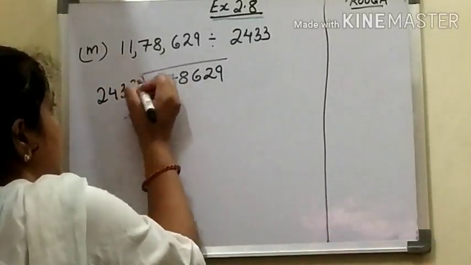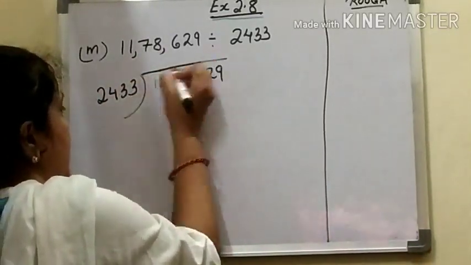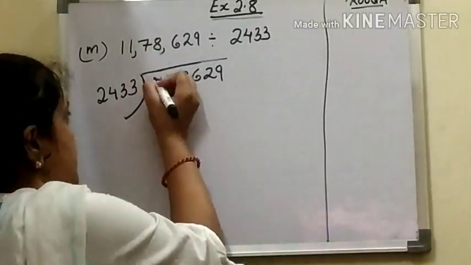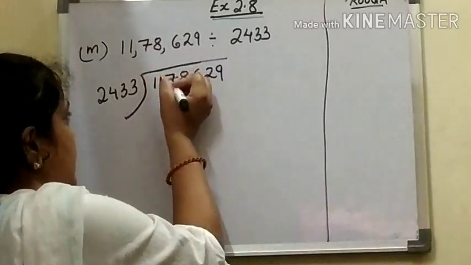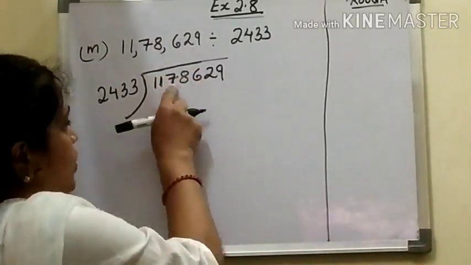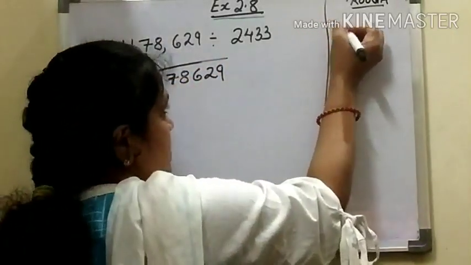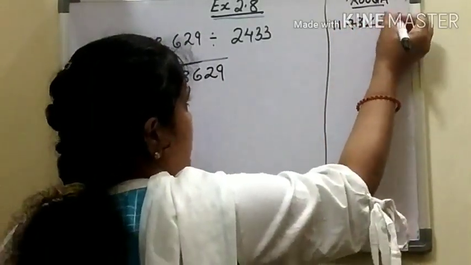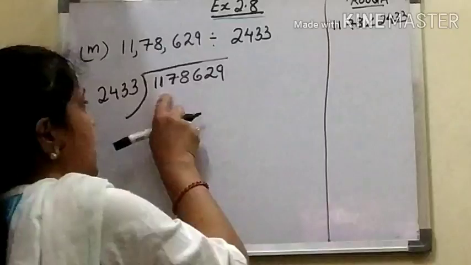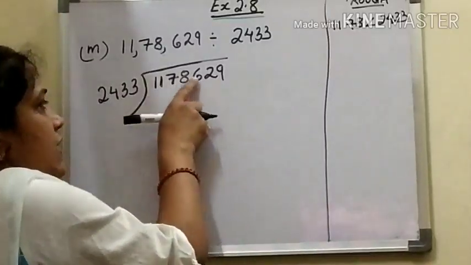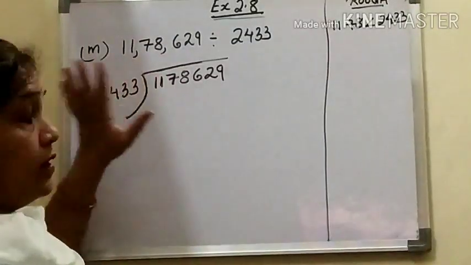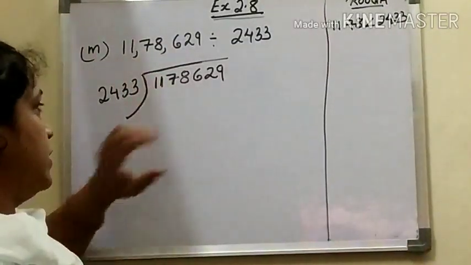2433. Now in order to divide by a 4-digit number, we first see 2433. Here I am going to take 4 digits, 1178. Now 1178 is less than 2433. So what are we going to do? We will take 5 digits here. That means 11786. Now we have to find out by which number it will divide 2433.